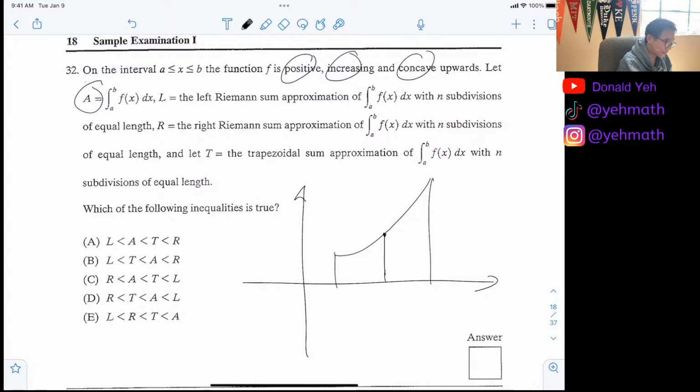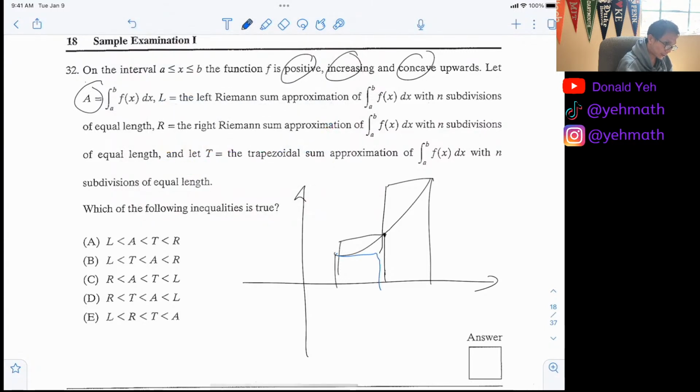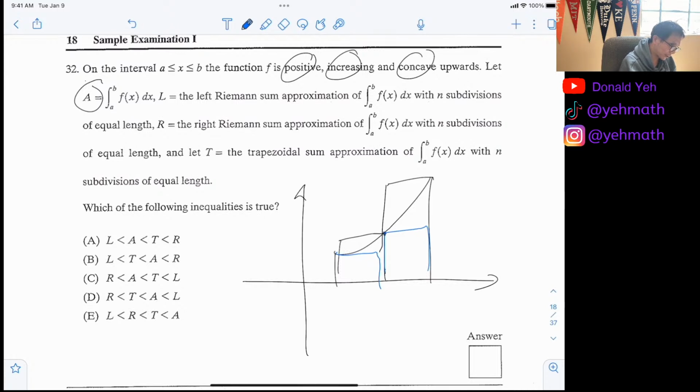If I were to do left, it's gonna be an underapproximation, and right is gonna be over, like this. So the biggest one is definitely right, the smallest one definitely left. So anything with right and left is not this one.